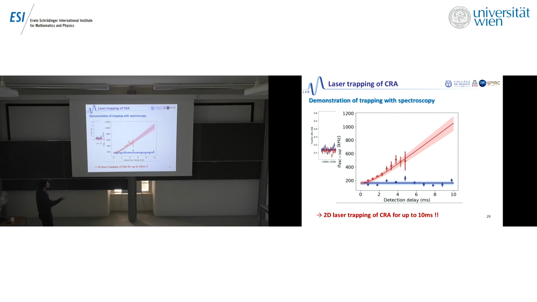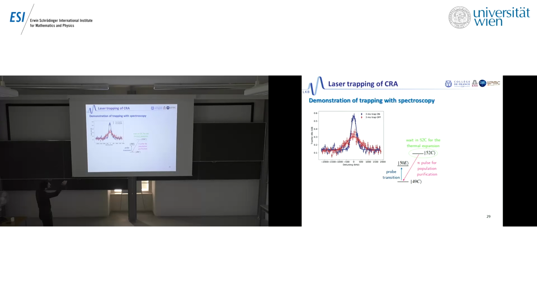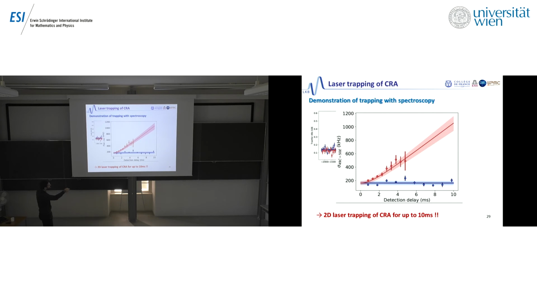Okay, and now if I show you a plot of the widths of this line as a function of detection delay, in red for the untrapped atoms and in blue for the trapped atoms, I think I can convince you that we have indeed trapped these Rydberg atoms. And incidentally, this red curve that I show here is just an ab initio model with no free parameter, which reproduces quite well the data, so we understand really well what's happening there.